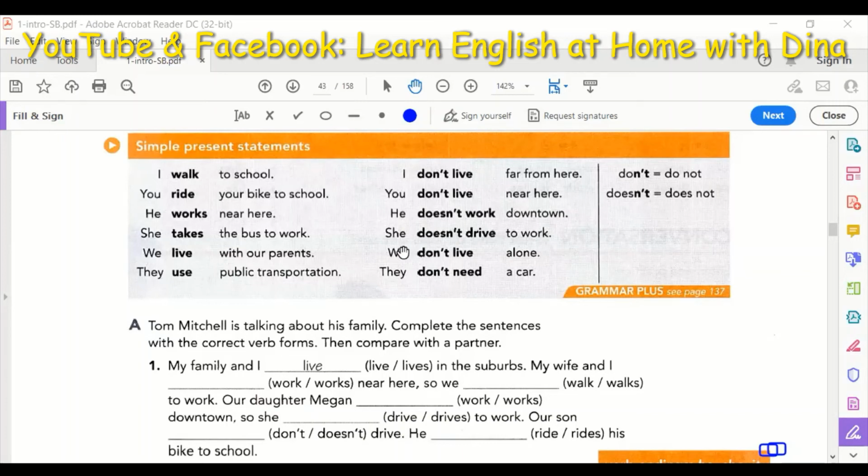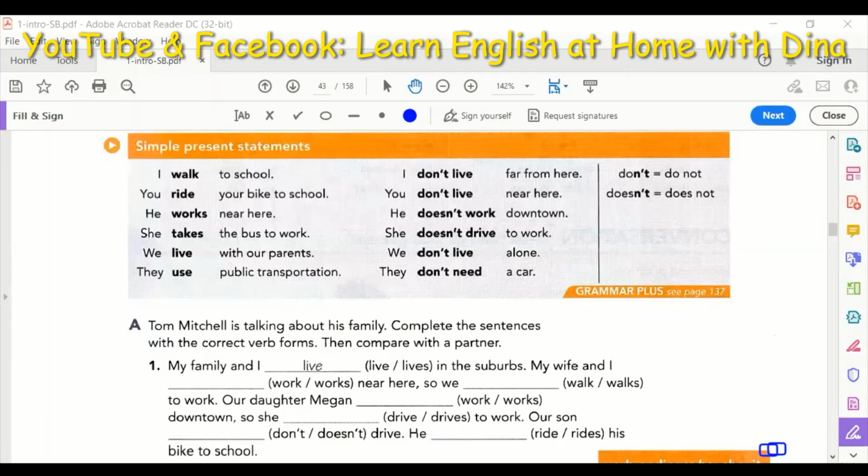Hello? Yes. Go on. She doesn't drive to work. Yes. We don't live alone. We don't live alone. Perfect. They don't need a car. Very good. Thank you so much. They don't need a car. Of course, the verb need means to need, يحتاج. They don't need a car.